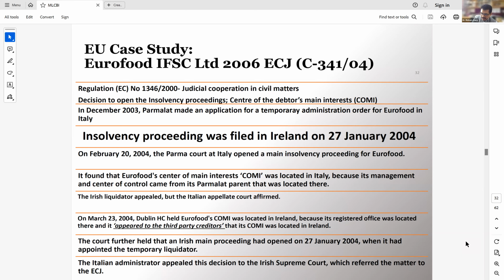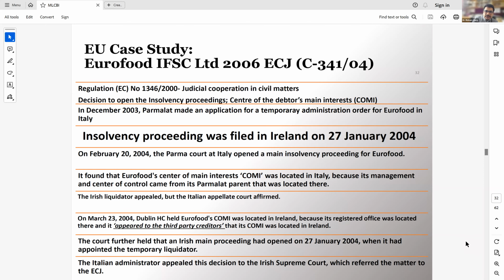Okay, so let's start with this case, which is the Eurofood case. Now, what is the relevance of the Eurofood case? It's interesting because when you read this, I believe you would readily be able to connect, as some of these facts may sound similar.